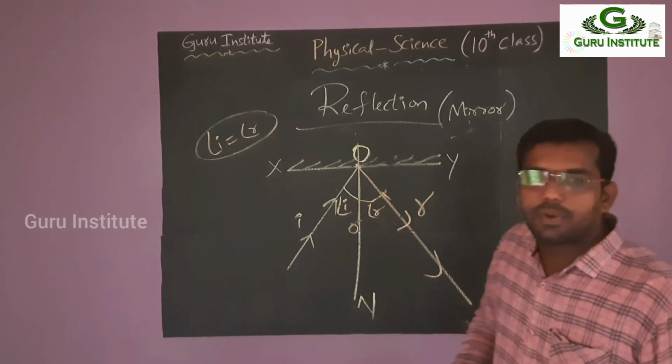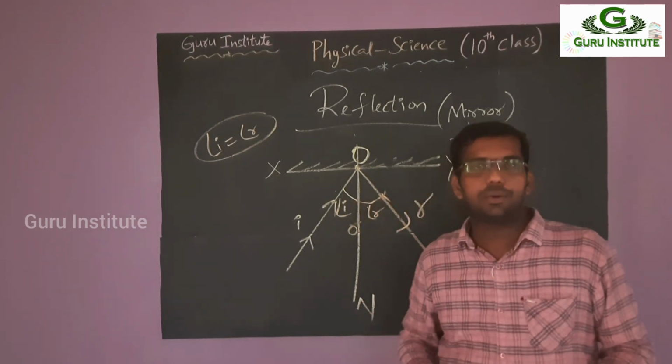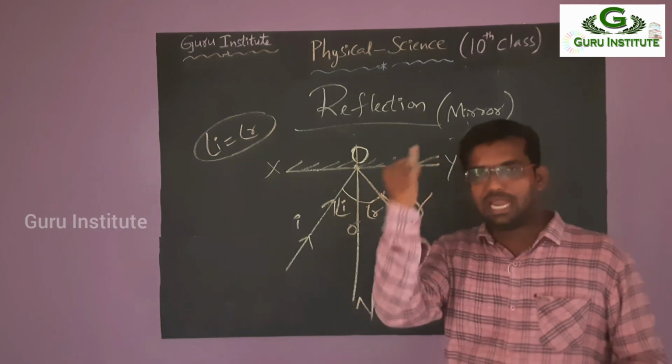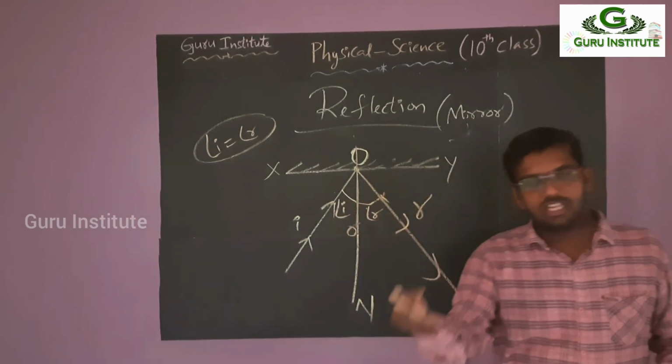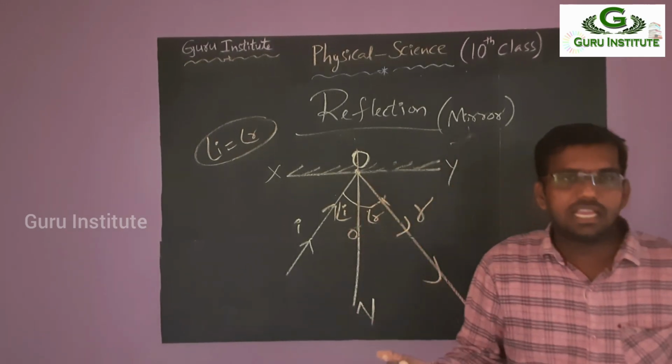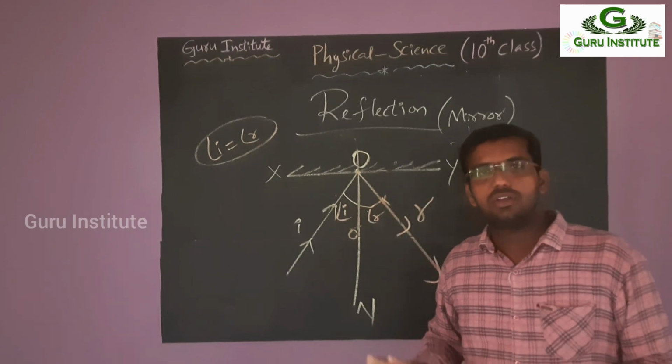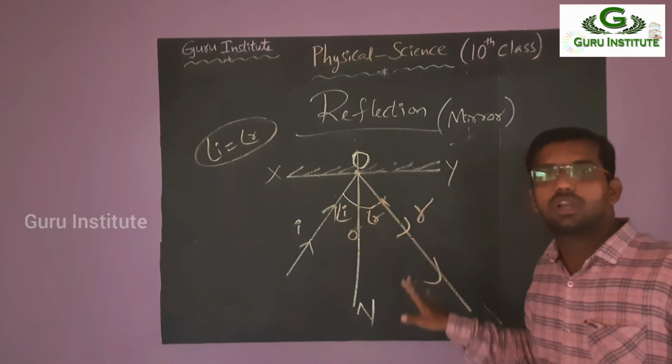In the reflection, what happened? We are using only a single medium. What is there in the reflection? Plane, incident ray, reflected ray, normal, incident angle, reflected angle. Okay, now the reflection concept is over.